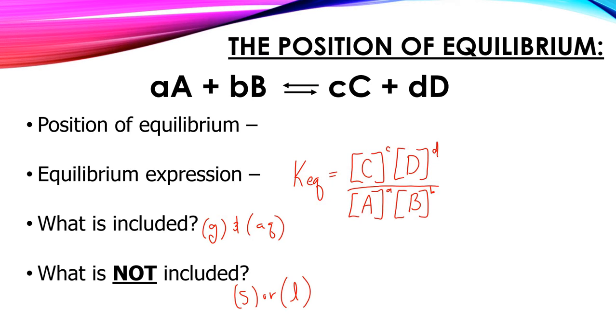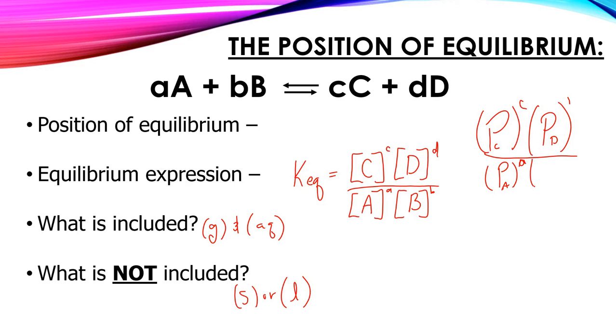Okay? All right, so this is really important. Only gases and aqueous can be in the Keq. Usually when we use brackets, it means concentration. That means it's an aqueous solution. If it's not, we sometimes use what we call pressure, and that would be the pressure of C to the c power times the pressure of D to the d power, divided by the pressure of A to the a power and the pressure of B to the b power.